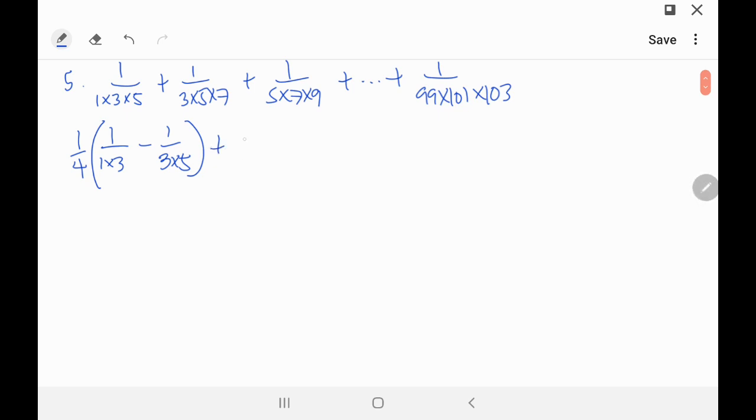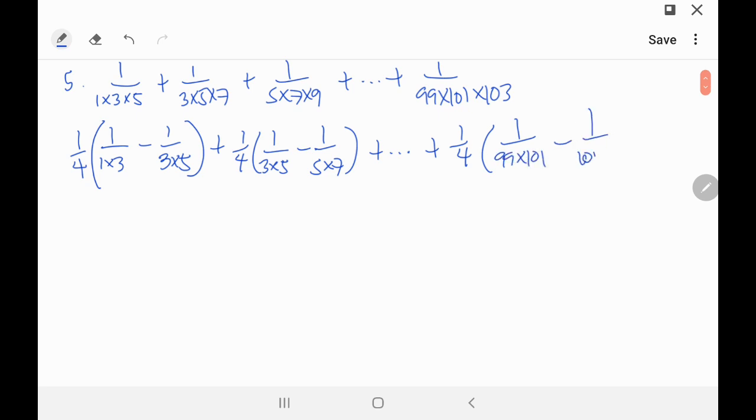Similarly, the second fraction can be written as 1/4 of 1 over 3 times 5 minus 1 over 5 times 7. And this pattern continues up to the last fraction, 1/4 of 1 over 99 times 101 minus 1 over 101 times 103. And then we factor out 1/4, and inside the parentheses would look like this now.